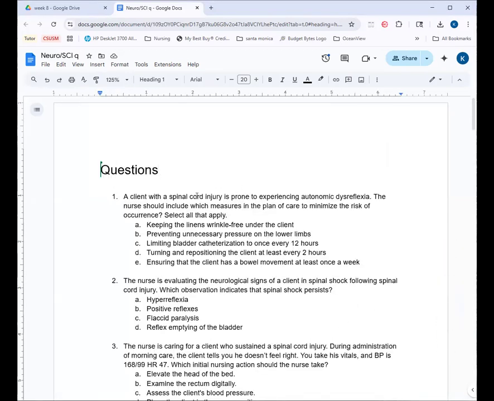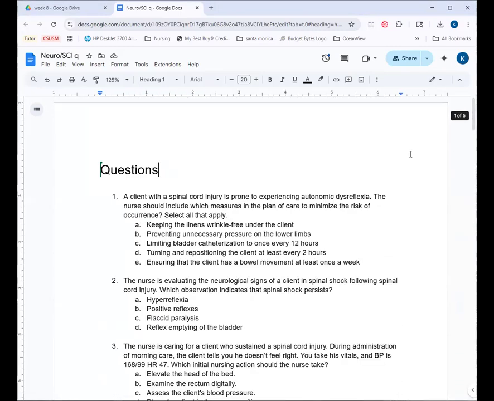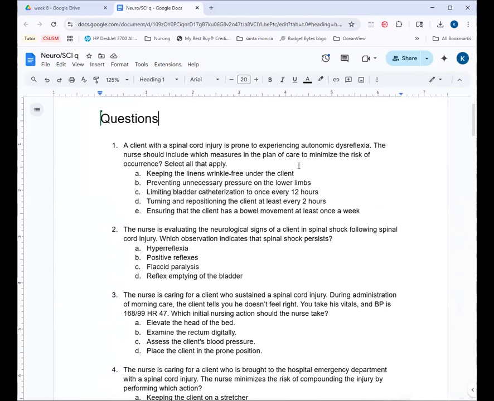All right, guys. So how many questions do I have? I have 14 questions. Question number one: a client with a spinal cord injury is prone to experiencing autonomic dysreflexia. The nurse should include which measures in the plan of care to minimize the risk of occurrence? Select all that apply.